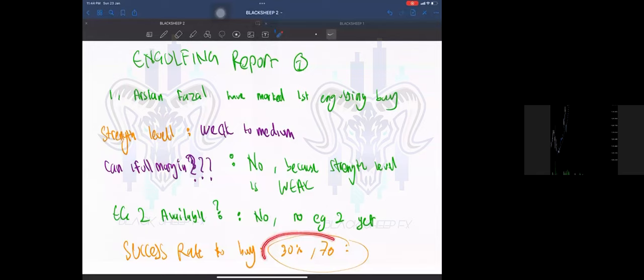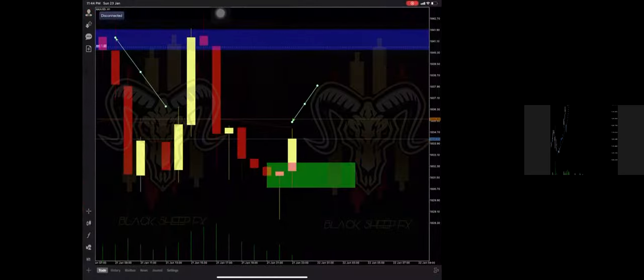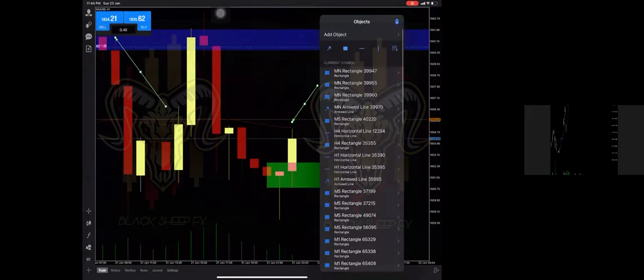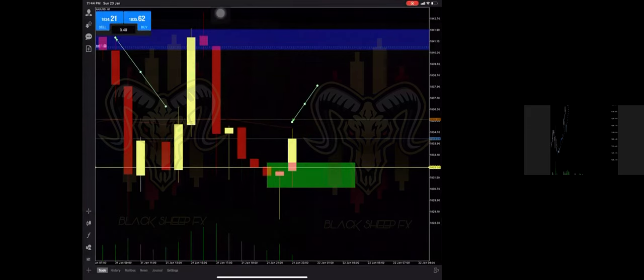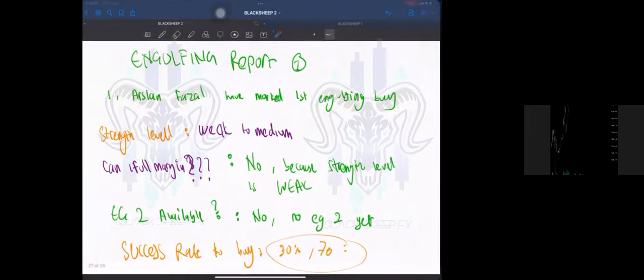Because you know, you read the success rate by your own intuition, it's 30 to 70. Understand? So this trade, let's say, I put 0.01. If it hits SL, would I be crying? No, because I will open back my notes.